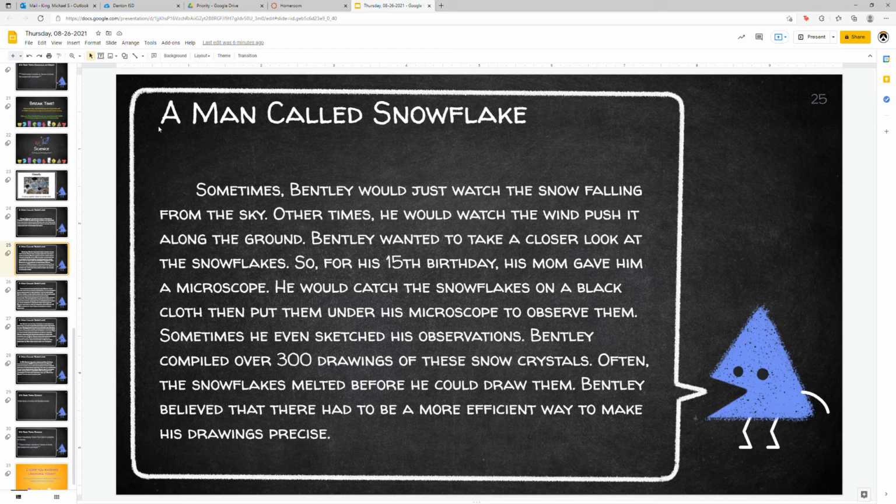Bentley wanted to take a closer look at the snowflakes, so for his 15th birthday, his mom gave him a microscope. He would catch the snowflakes on a black cloth, then put them under his microscope to observe them. Sometimes he even sketched his observations. Bentley compiled over 300 drawings of these snow crystals. Often the snowflakes melted before he could draw them. Bentley believed that there had to be a more efficient way to make his drawings precise.